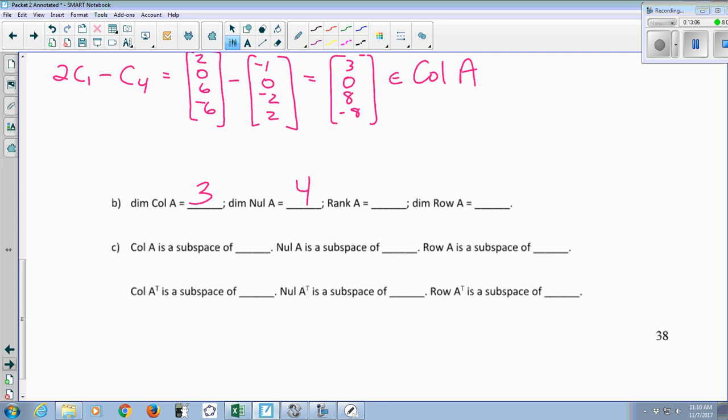What's the rank of the matrix A? The definition of rank is just the dimension of the column space. So we already answered this question. It's just another way of asking you what's the dimension of the column space.